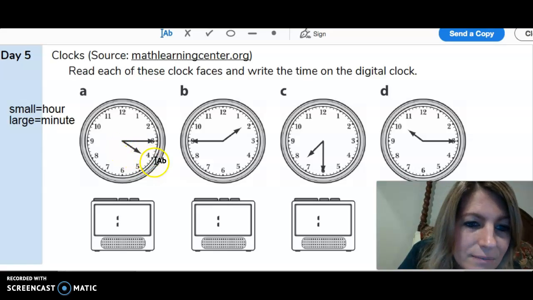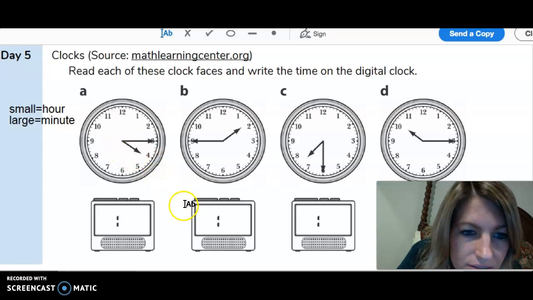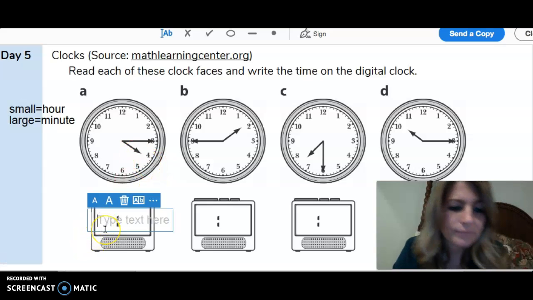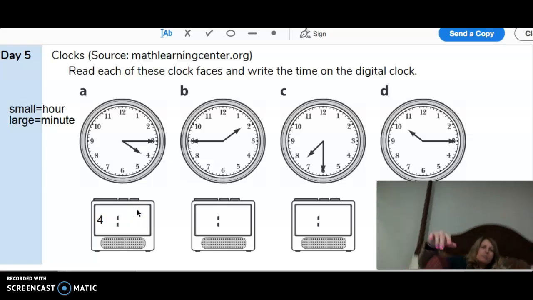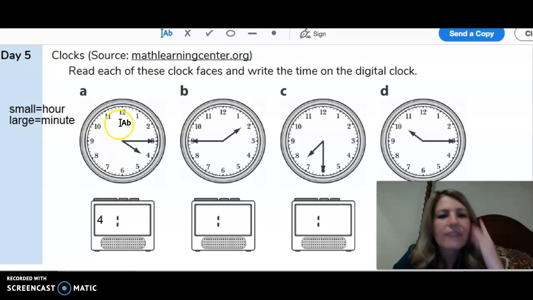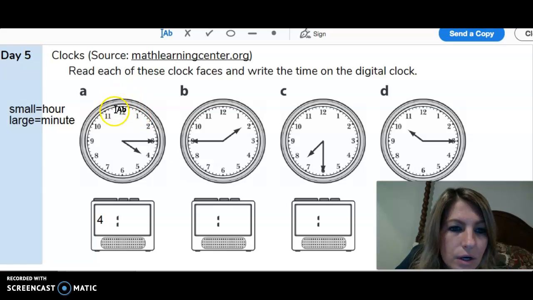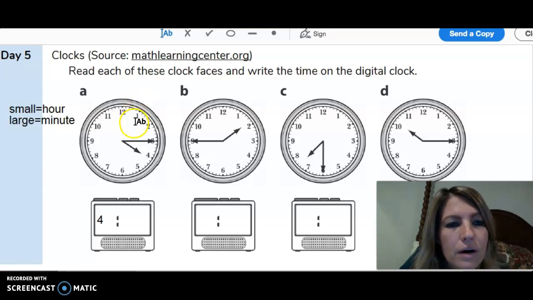That's our hour hand. Now the small hand looks like it is closest to the 4. So we would say that it is 4. Okay, that's the hour. But in order to find out the minutes, we have to look at the long hand. The long hand is pointing at the 3, but we don't say it's 4, 3. We count by 5s, starting with the 1. When we're counting the minutes, we count by 5s. When we're counting the hours, we do not do that. So we say 5, 10, 15.